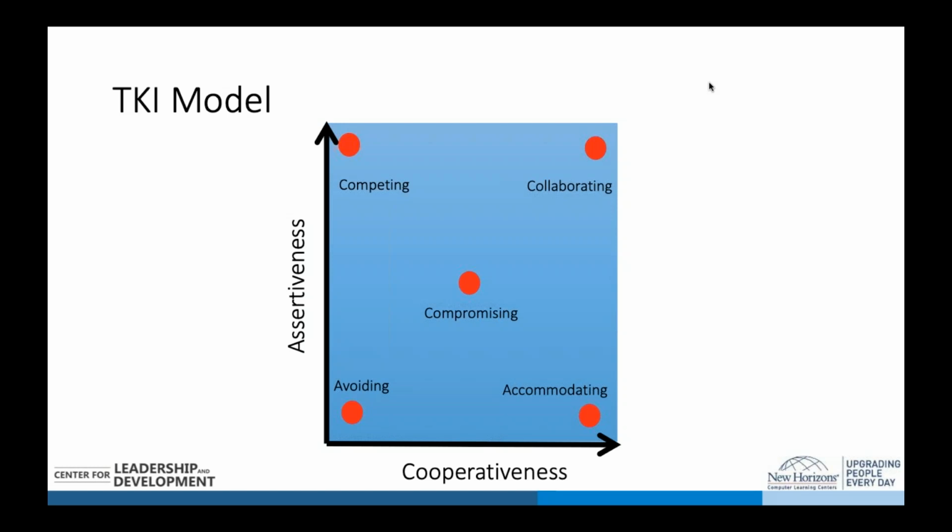And last but not least, highly cooperative but very unassertive is the strategy of accommodating. And accommodating, more than compromising, is accommodating to somebody else's views and just basically subordinating what you want to have to whatever somebody else wants to do.